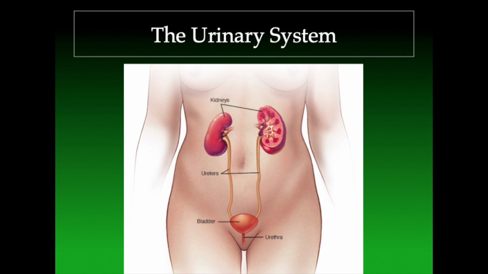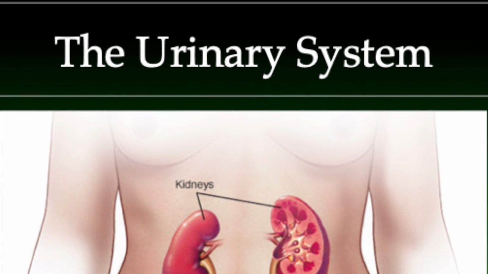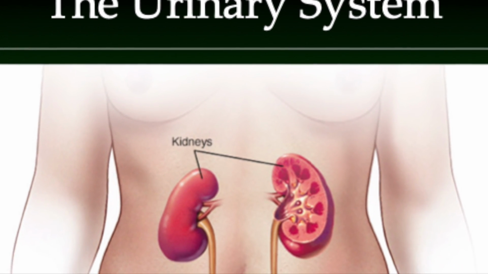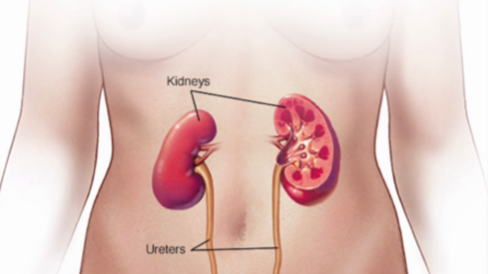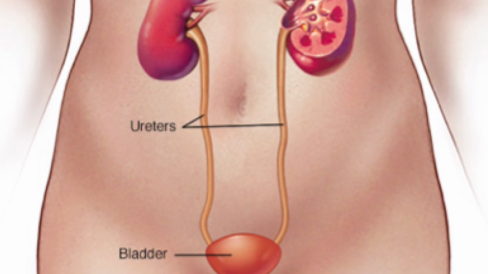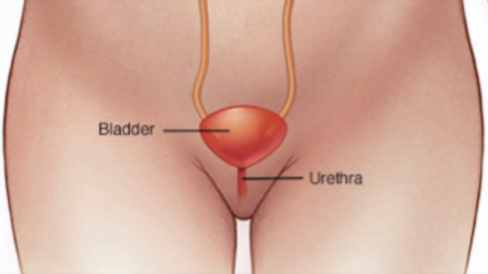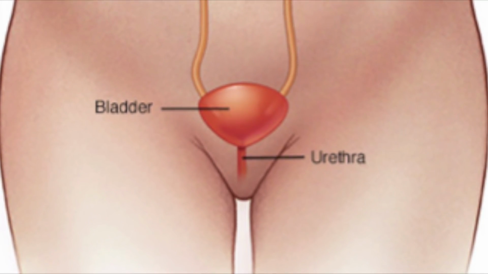Here's a quick look at the anatomy of the urinary system. As you may already know, the urinary system's primary job is to remove waste, regulate electrolytes, and maintain water balance in the body. This process begins with the kidneys filtering your blood and producing urine. Urine travels through the ureters to reach your bladder, where it's then stored. When you urinate, the bladder is emptied and the urine travels out the body through the urethra.